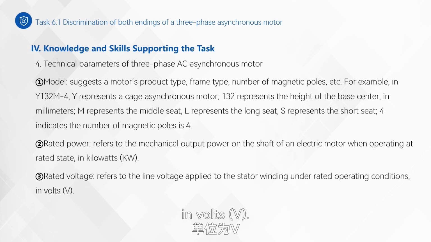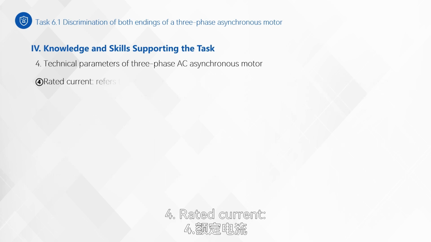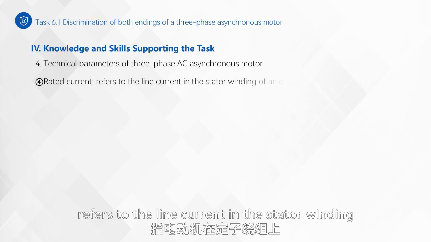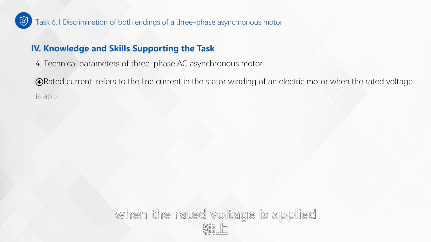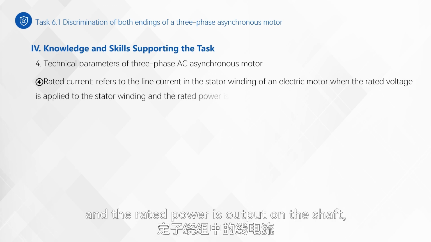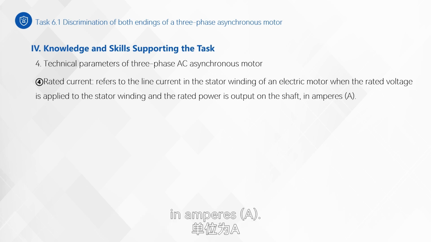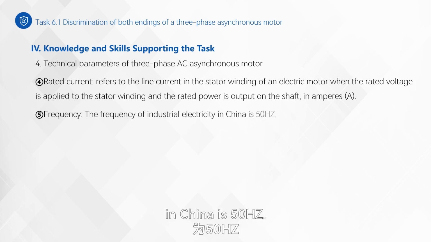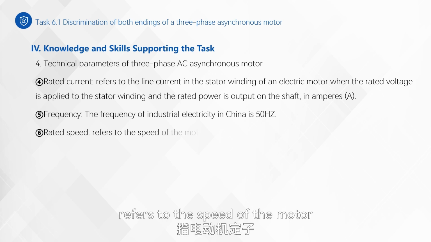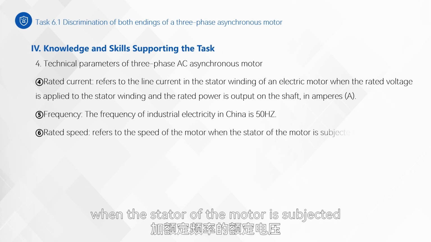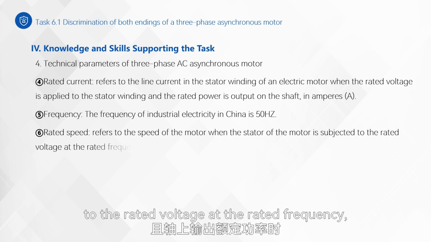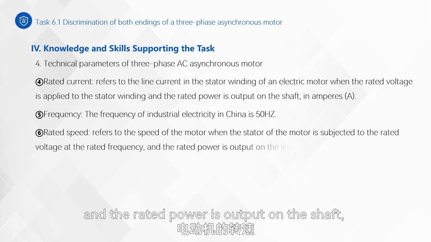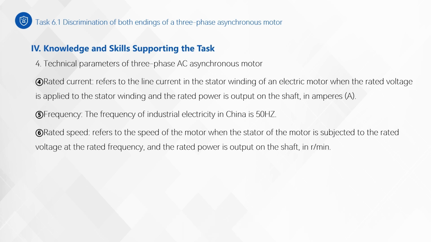in volts, V. 4. Rated current refers to the line current in the stator winding of an electric motor when the rated voltage is applied to the stator winding and the rated power is output on the shaft, in amperes, A. 5. Frequency. The frequency of industrial electricity in China is 50 Hz. 6. Rated speed refers to the speed of the motor when the stator of the motor is subjected to the rated voltage at the rated frequency and the rated power is output on the shaft, in r/min.